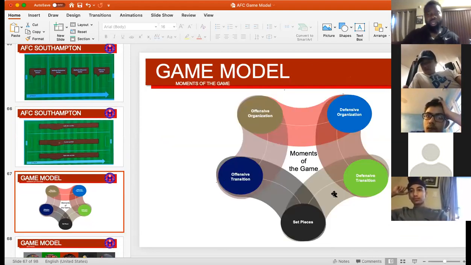So again, over here, 2 things that happen in the game for you. You either have the ball or you don't have the ball. So offensive organization, when you're in possession of the ball, what do you do?